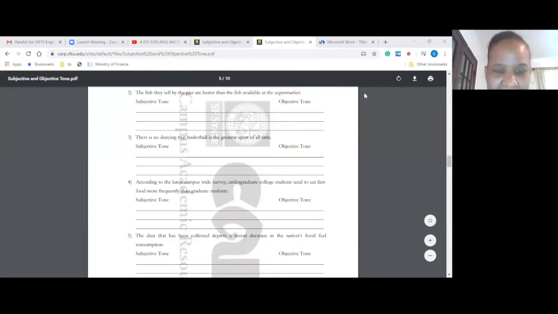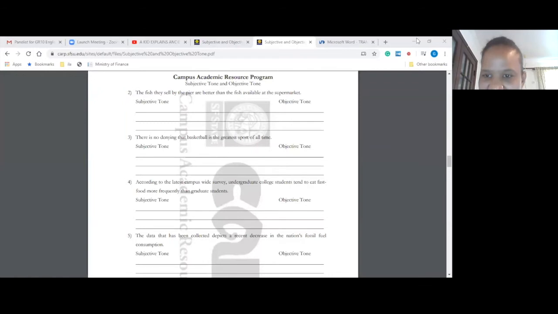According to the latest campus-wide survey, undergraduate college students tend to eat fast food more frequently than graduate students. Is that subjective or is that objective? Objective because it provides evidence. Give me a little bit more, Crawford. Evidence in the survey. Oh, excellent. So it's objective because it provides evidence in the survey, shows it's based on fact. And so we see now when we put survey evidence, when we put evidence based on research, it makes our argument stronger and people see that our argument is objective.